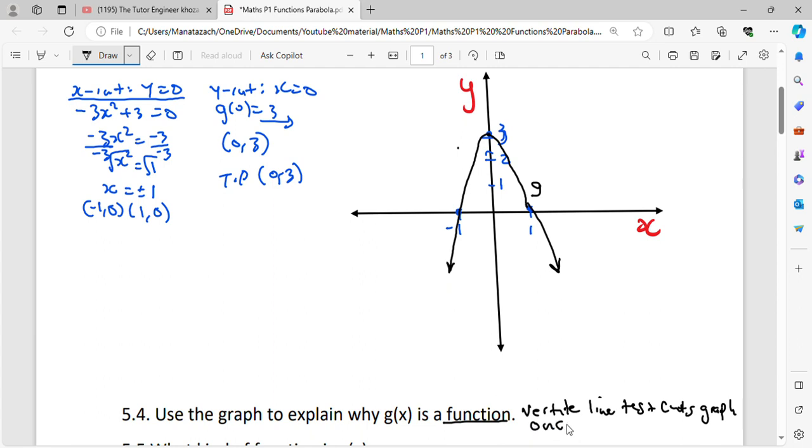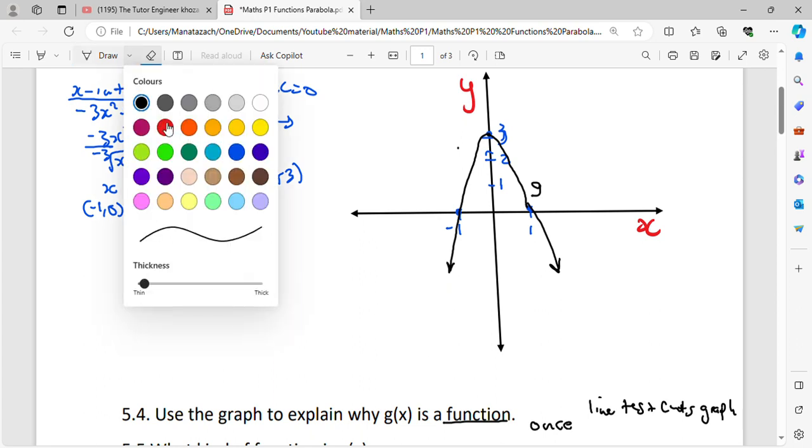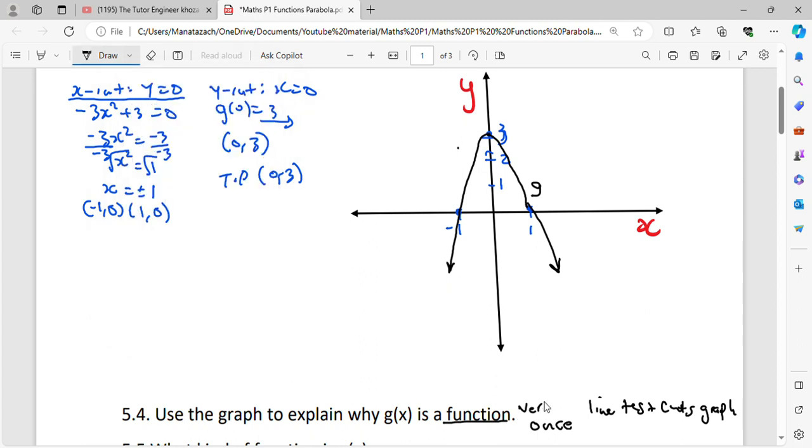So how did I write vertical? Okay, let's just change this. I wanted to write vertical, must get the spelling right. Vertical line test cuts the graph once. You can see that the y-axis is the vertical line which cuts the graph only once, so that makes it a function.